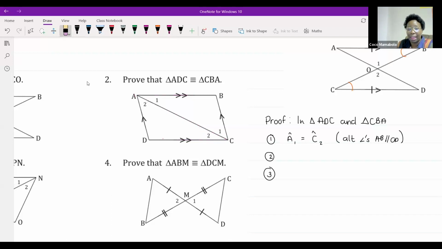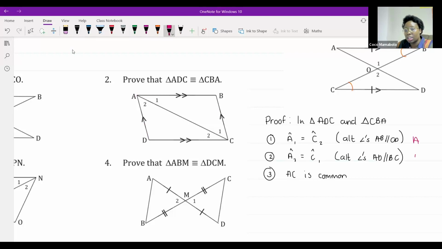Then I'm going to go to my other N for fun angles, that one. And then I know that angle A2 is equal to angle C1. Angle A2 is equal to angle C1. And again, I've got alternate angles but this time it's because AD is parallel to BC. Remember, guys, you lose the mark if you do not write which parallel lines you used. AD is parallel to BC. Good. My last one is going to be that AC is common. Good. AC is common.